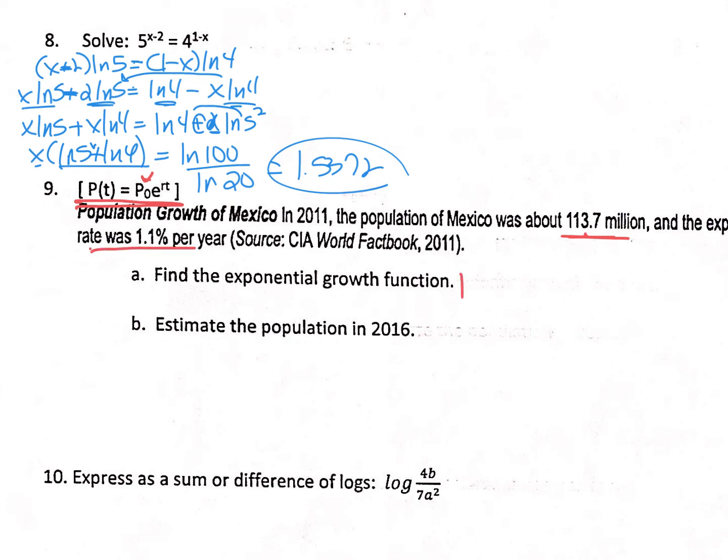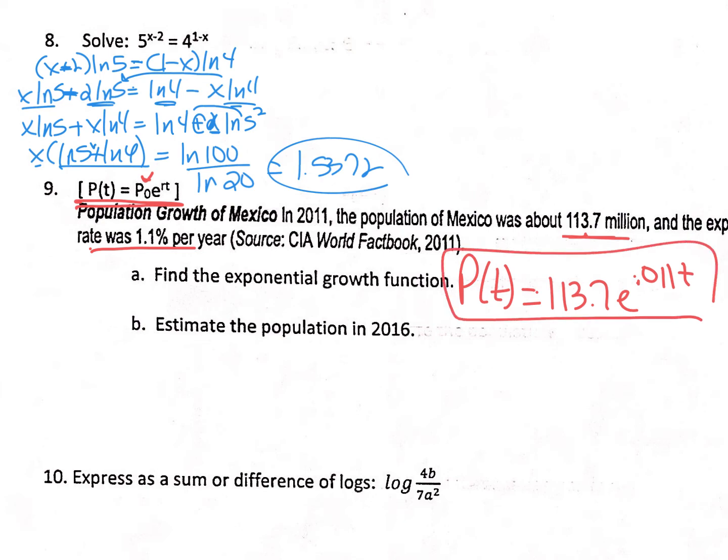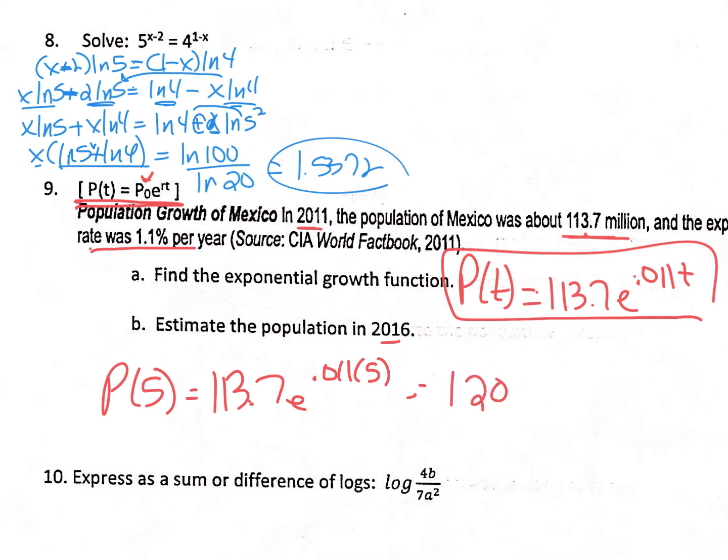So first part says find the function. The function is exactly what's written up there. So I'm going to put the initial amount in, E, the rate's 1.1%, so I'm going to say 0.011t, and there's your function. Then it says estimate the population in 2016. Because it's 5 years after 2011, I'm basically doing P of 5. I'm basically just plugging 5 in for the time. So I'm going to get 113.7 E, and then I have 0.011 times 5. I'm just going to punch that directly in the calculator. I'm getting 120.1 million. That's a 0.1.